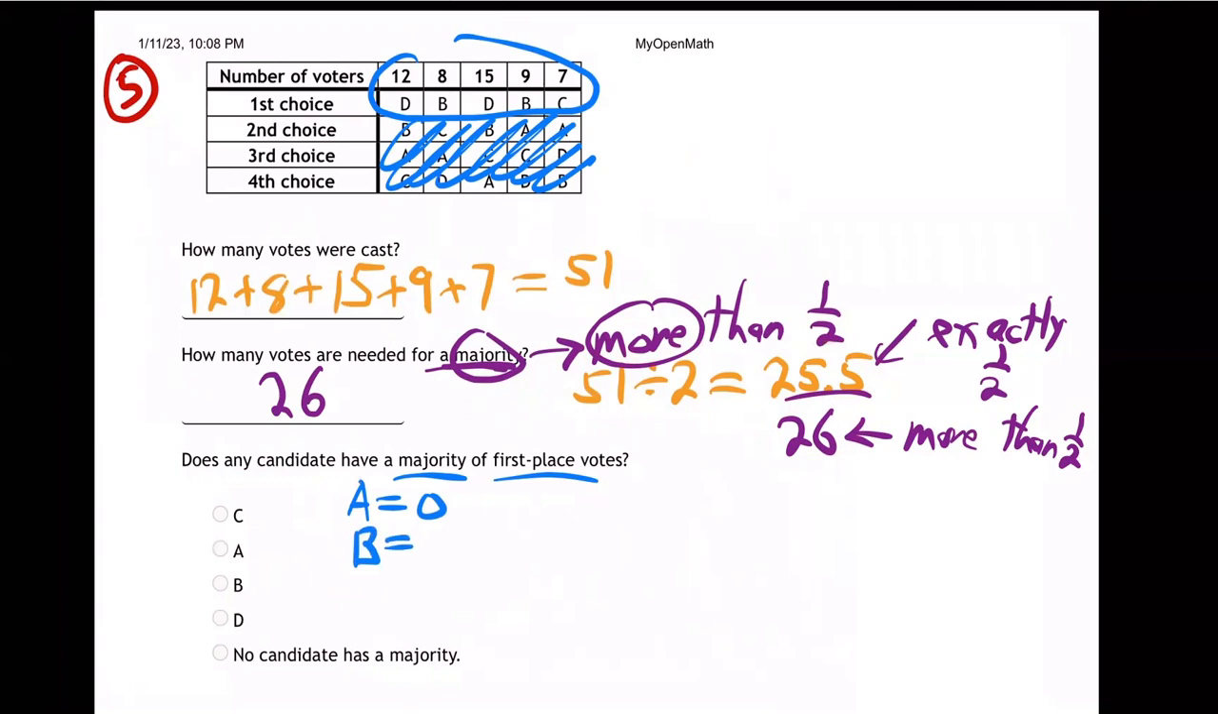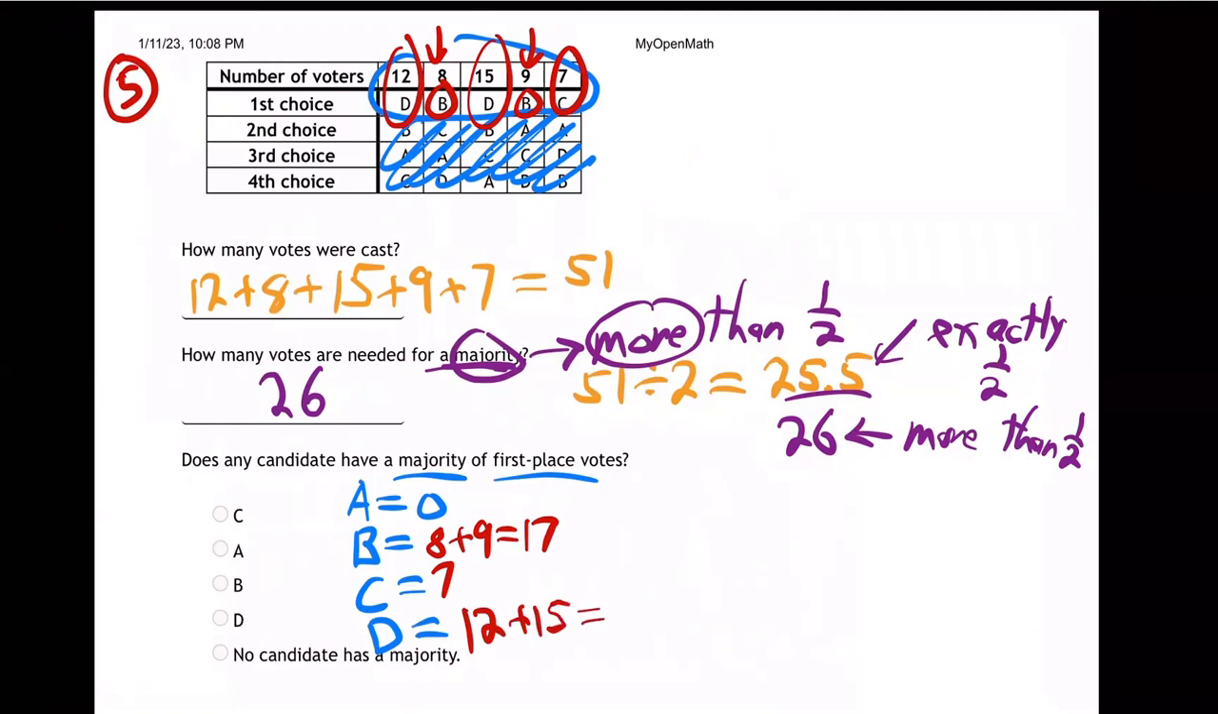B, how many does B have? B is right there, has 8. And right there, B has 9. B has 8 and 9, which is 17. How many does C have? C has right here, 7. And finally, how many does D have? D has this and this, 12 and 15, which is 27.